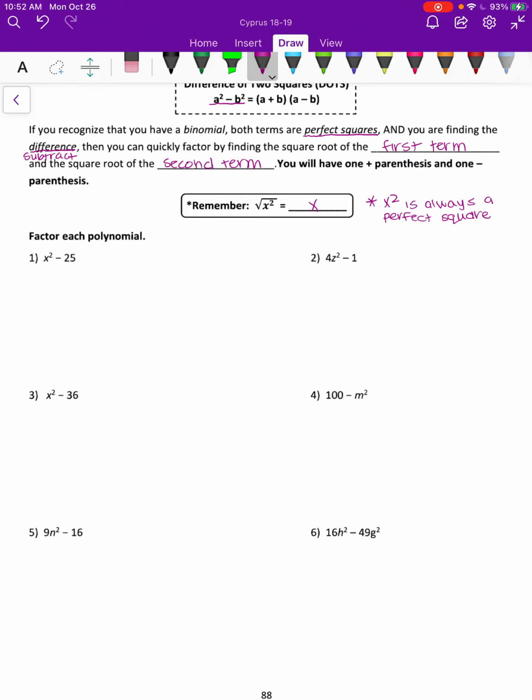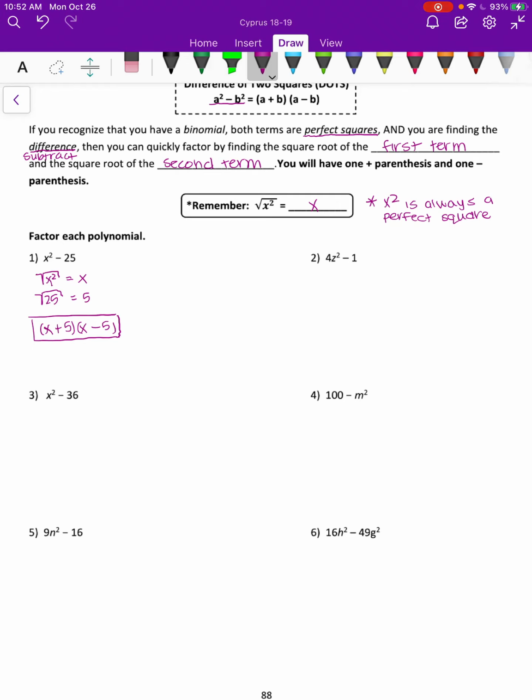So my method to factor this is first take the square root of the first term. Square root of x squared, we already know, is x. Take the square root of the second term. Square root of 25 is 5. Then I jump straight to my answer. Remember, when you factor something, you have two sets of parentheses. With a dots problem, one is plus, one is minus. And then we just fill in the blanks. We have an x in both of them and a 5 in both of them. And that's it. That's our final answer.